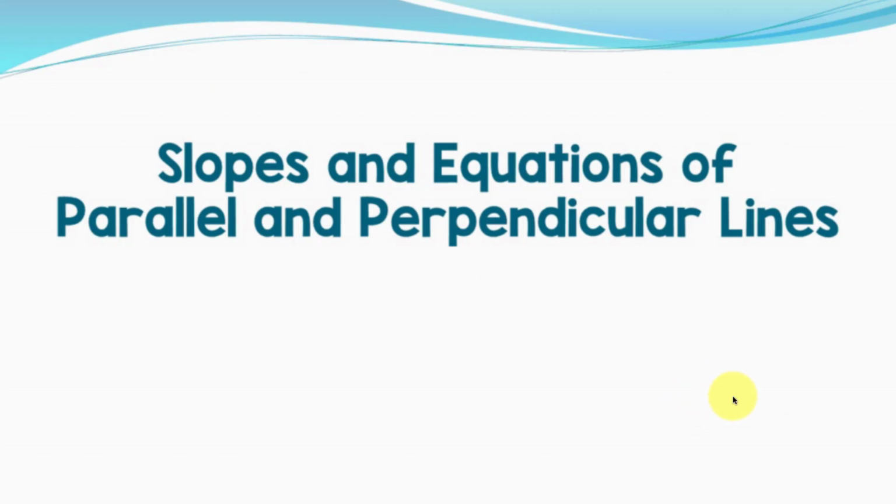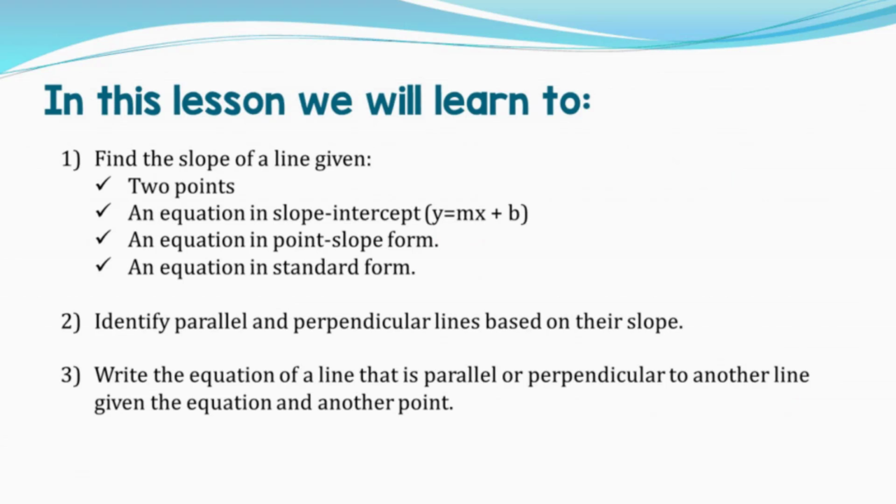Okay, in this lesson, we're going to look at the slopes and the equations of parallel and perpendicular lines. So a few things to cover here. We need to find the slope of a line if we're given 2 points. If we're given an equation that's in slope-intercept form, which we actually did in the last unit, an equation in point-slope form and in standard form. Then we'll identify parallel and perpendicular lines based on their slopes, and then be able to write an equation that is either parallel or perpendicular to another line. All right, let's get going on that.